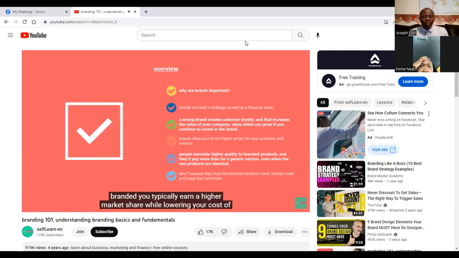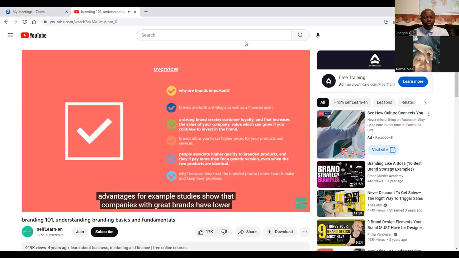Once your product is branded, you typically earn a higher market share while lowering your cost of sales. Loyal customers don't need to be marketed to as much. With an established brand, it's easier to launch new products. When consumers see the brand's logo on a new product, they instantly associate the brand promise to that new product from day one. There are other benefits of brands than just the marketing advantages.